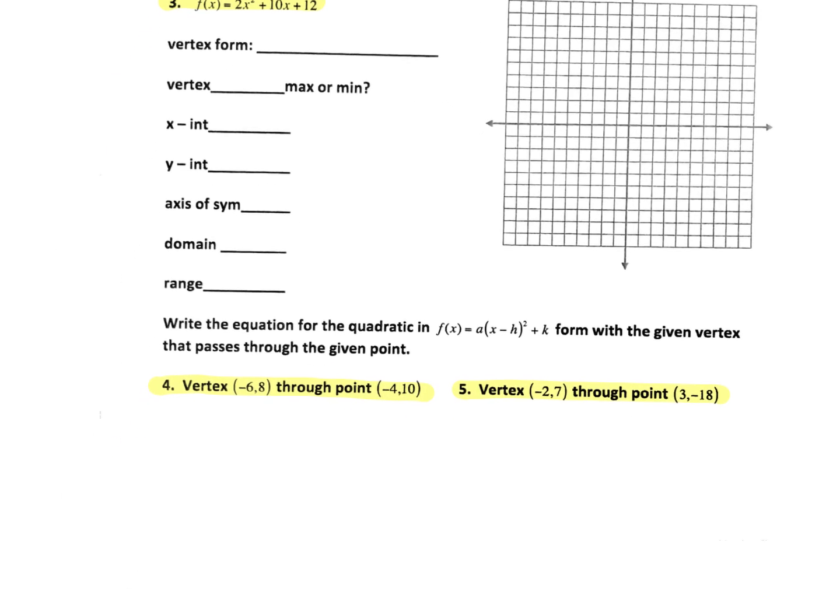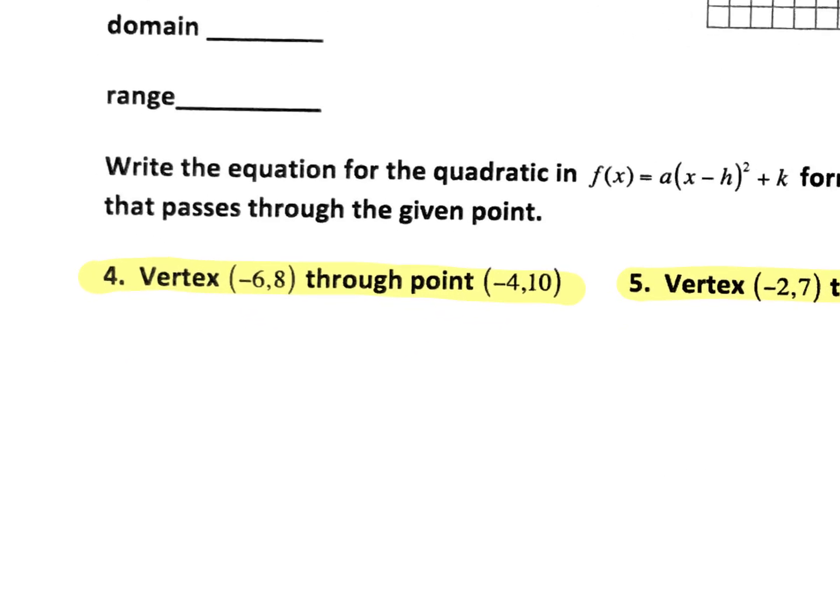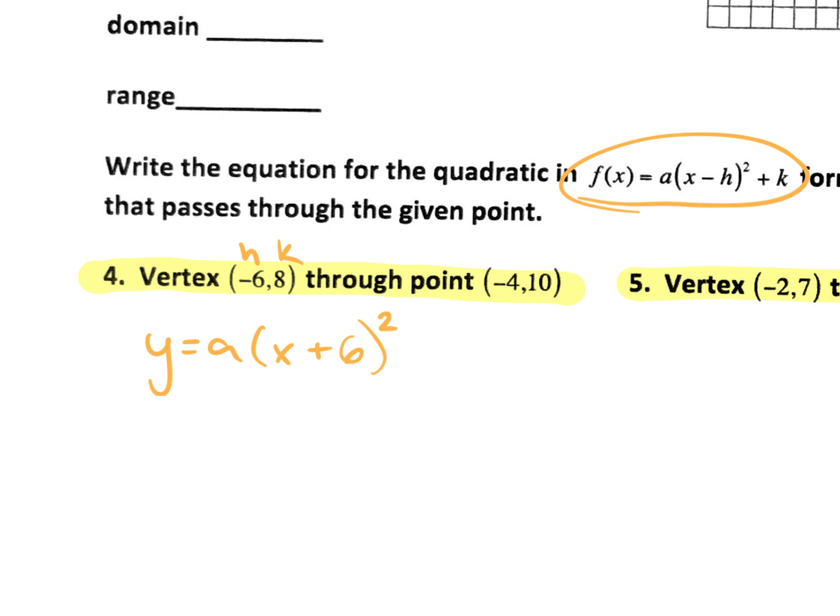Let's do number 4 on page 3. So it says write the equation for the quadratic form with the given vertex that passes through the given point. So our vertex is h and k. So we're going to plug that into our general formula here as h and k. So we have y equals a times x minus h, so x plus 6, because we changed the sign of the h, squared, plus 8.